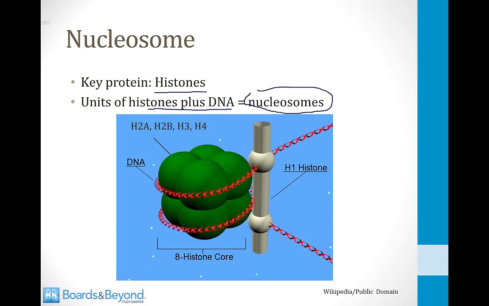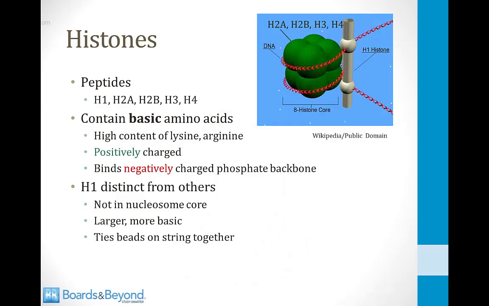This is a picture of a nucleosome on the screen right here, and there are many of these found inside chromatin, and this is the way that the DNA condenses so that it can fit inside of the nucleus. So the histones are proteins or peptides, and they go by names like H1, H2A, H2B, H3, and H4. All of the histones contain basic amino acids, and in particular, they have a very high content of two amino acids, lysine and arginine. Lysine and arginine are both positively charged, and this makes them very good for binding to the negatively charged phosphate units on the backbone of DNA.